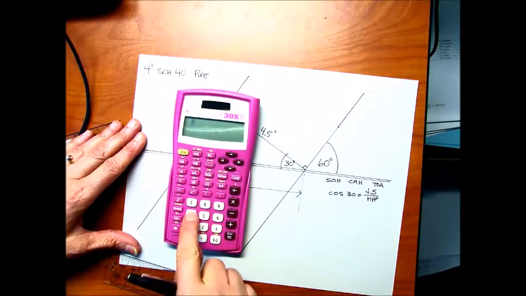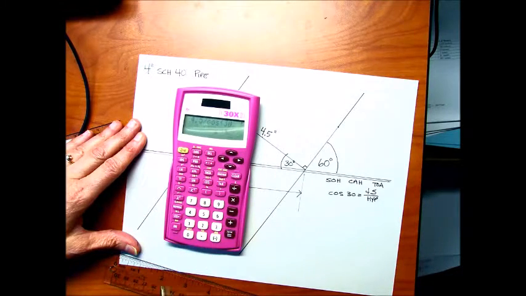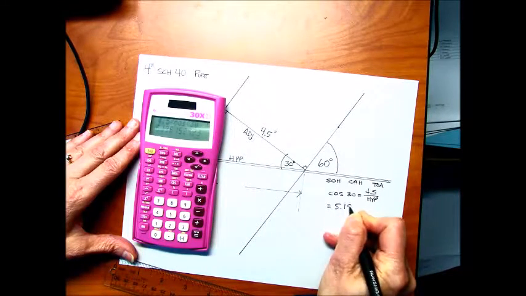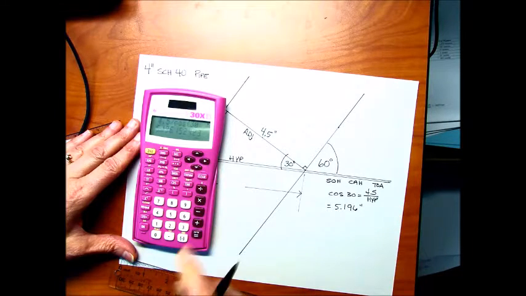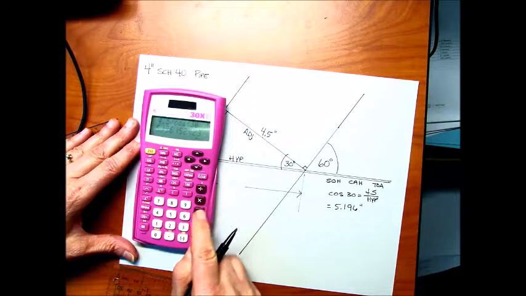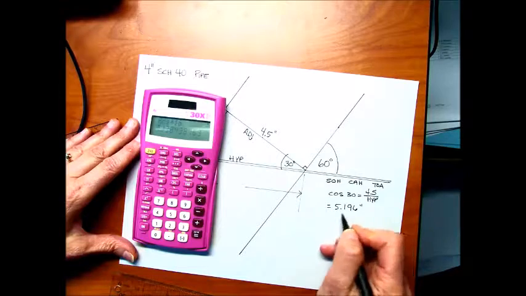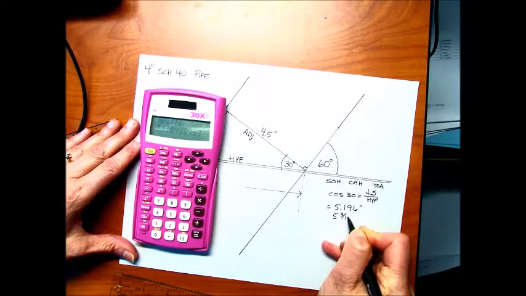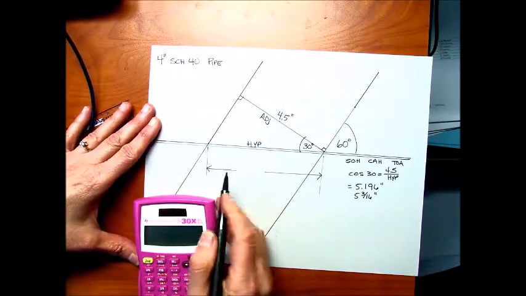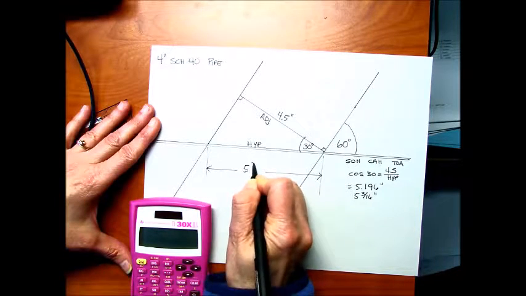So we're going to divide 4.5 by cosine 30, and we're going to get 5.196. Again, I'm going to round to the third decimal place, and let's convert that to the nearest 16th. So minus 5, times 16, and we get 3/16. So 5 and 3/16. That's the dimension that's going to go here. That's the length of our ellipse. So 5 and 3/16.